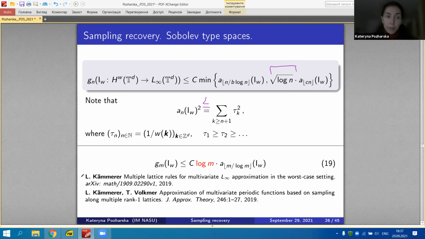And to mention previous papers, it was recently obtained by Lutz Kämmerer, and also in their previous paper with Toni Volkmer, that for sampling numbers they estimate as in 19. So they have here an additional log, and also a_n, but with M over log M. So we showed that this estimate could be better. And in their investigation, they used rank one lattices, and here we use random points. So random points can beat some lattices.